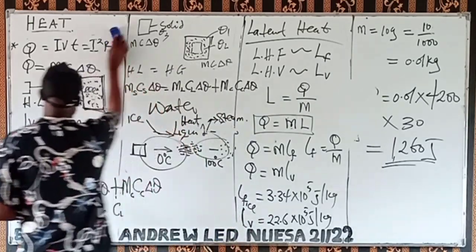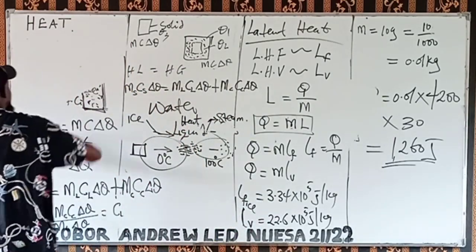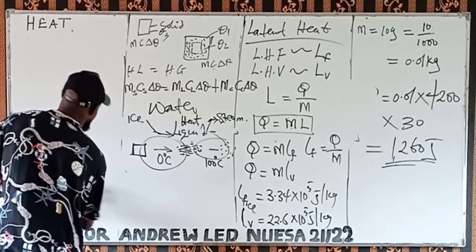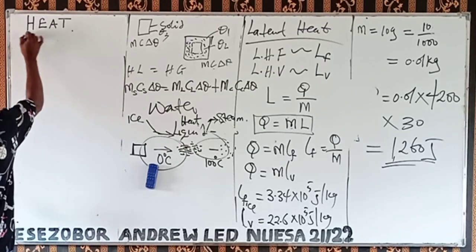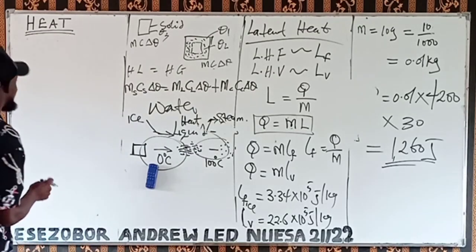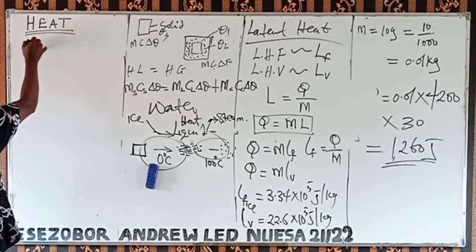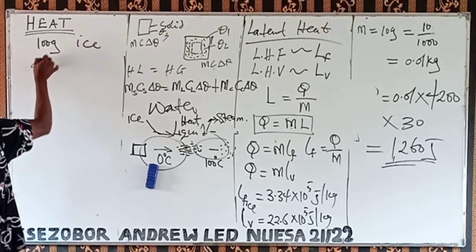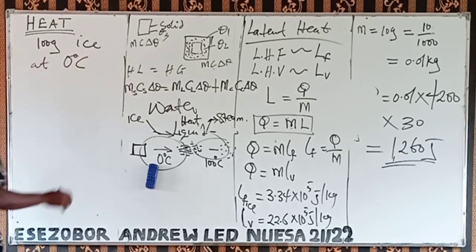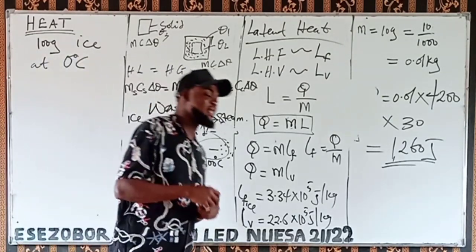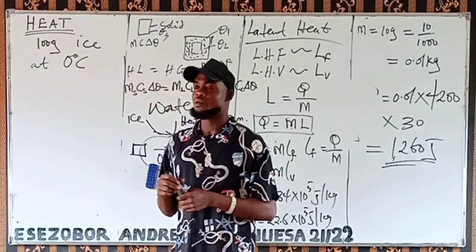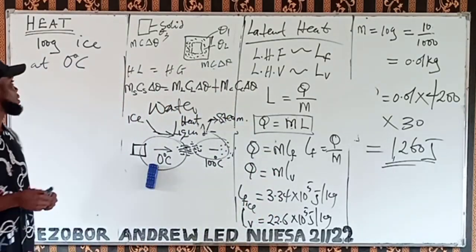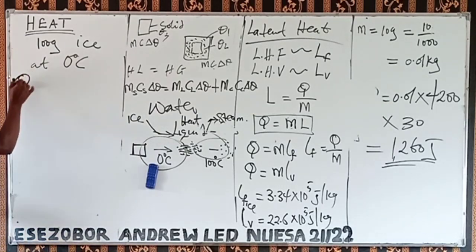Now let's look at the question. Obtain the quantity of heat required to melt 100 grams of ice at 0 degrees Celsius. The quantity of that heat is what?